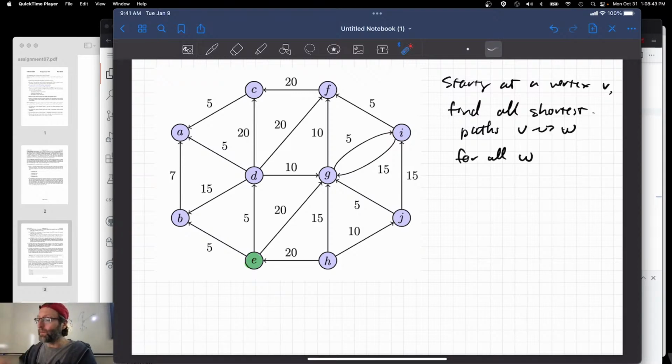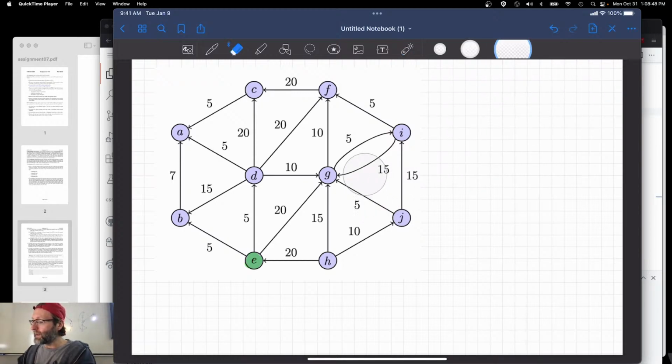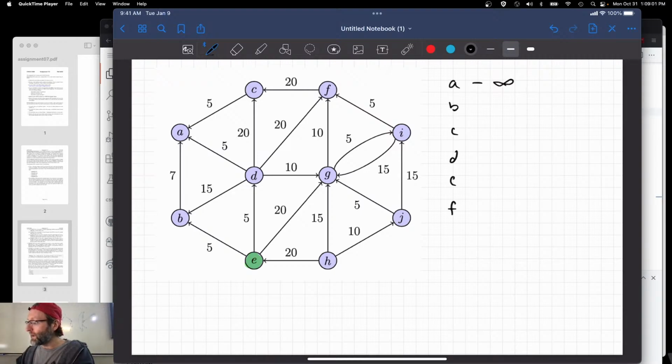So let's start out by initializing everything. There is no predecessor vertex, and it's an infinite weight: B, C, D, E, F, G, H, I, J. Wait, did we go too far? No, that's it, right? That's everything. And initially, I don't see anything.